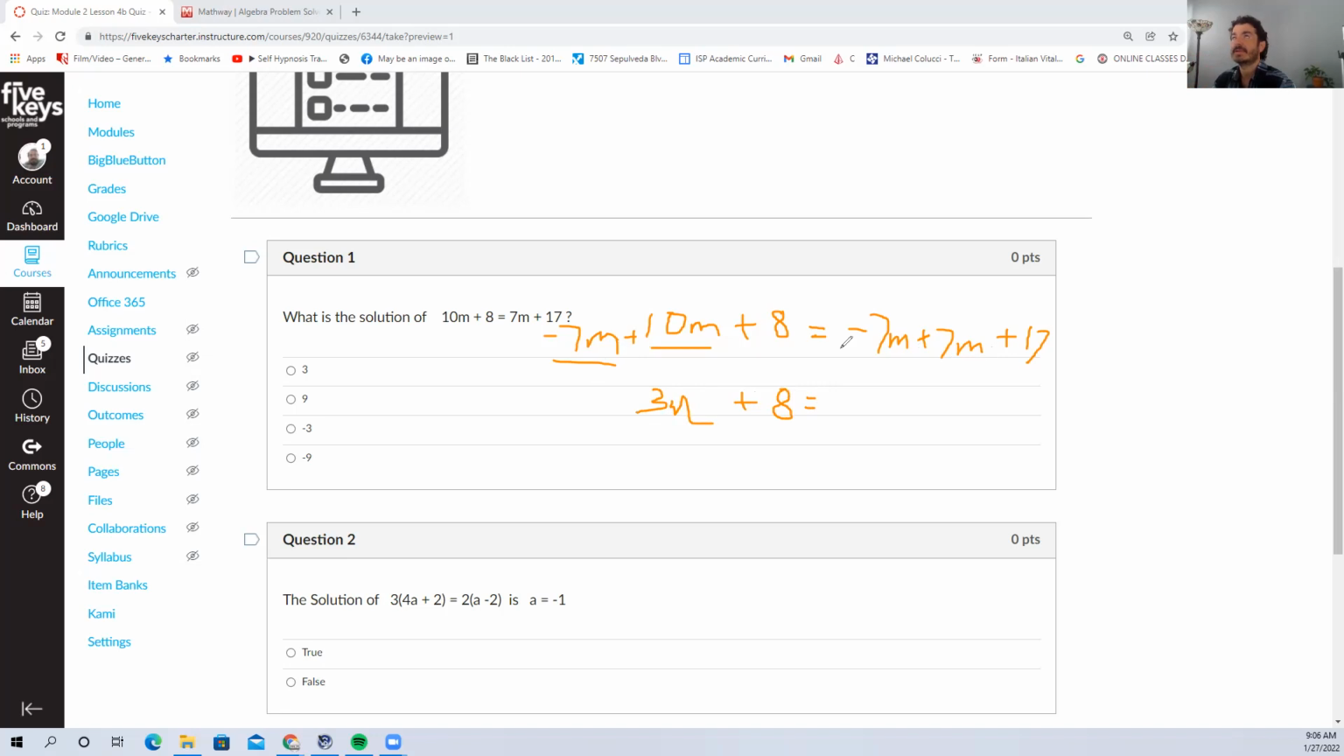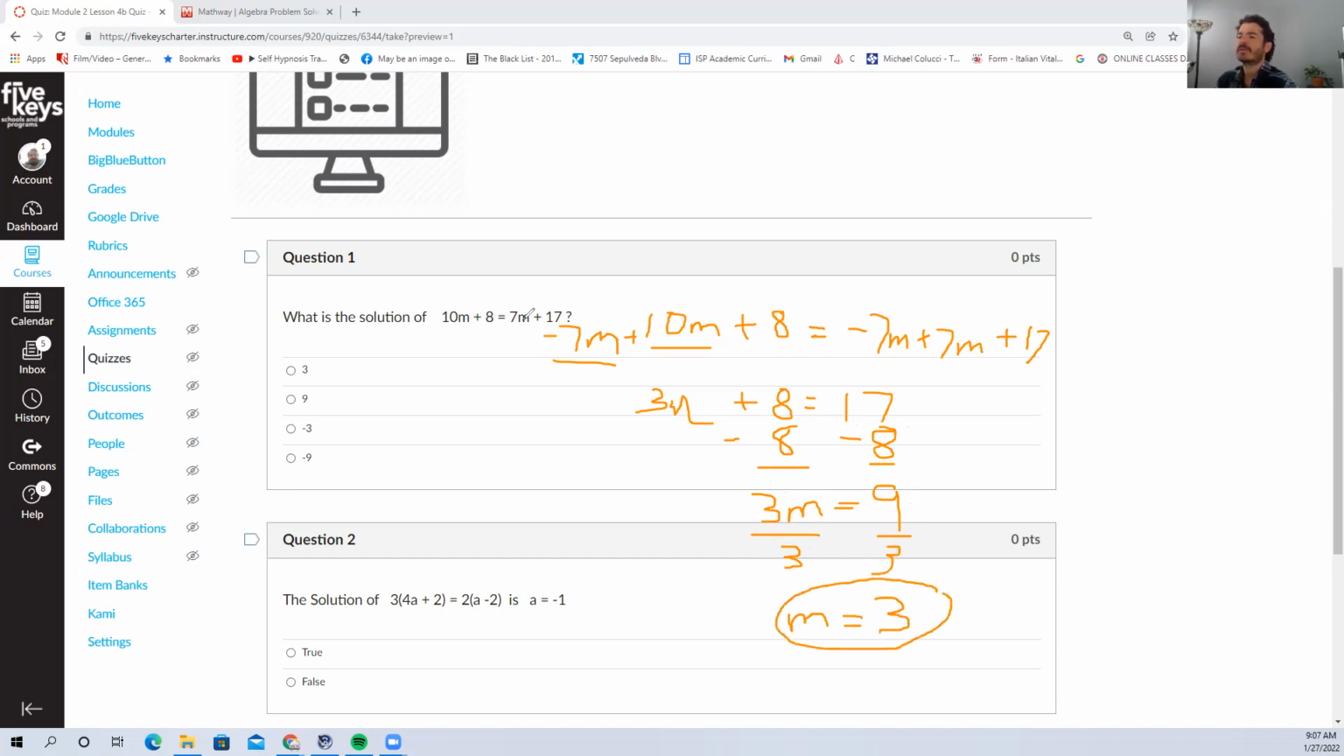-7m plus 7m is 0. That's by design. That's why we did it. We wanted it to go away. Equals 17. And now I have a two-step equation, and we've been working on this. So I'm going to subtract 8 from both sides, subtract 8 from both sides. 3m is equal to 9. You may be able to see the answer so far. I'm going to divide by 3 on both sides. This is the same as multiplying by the reciprocal of 1/3 on the coefficient. m is equal to 9 times 1/3, which is 3. Okay, m is equal to 3.